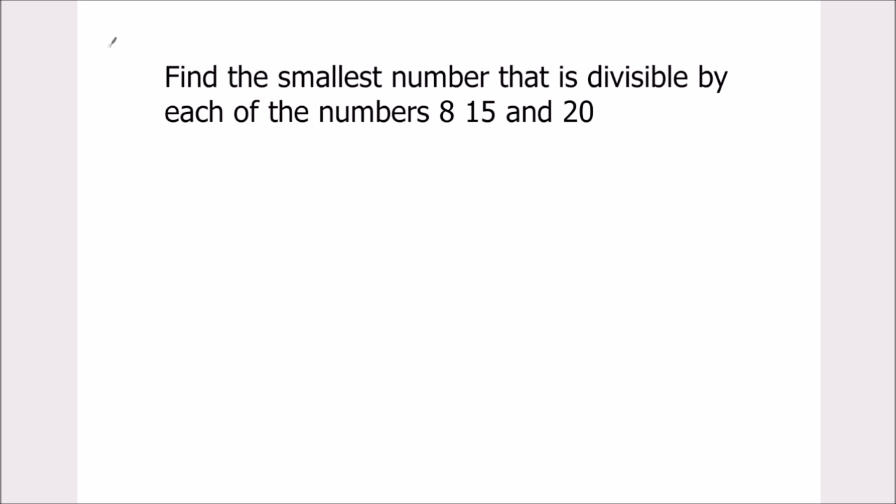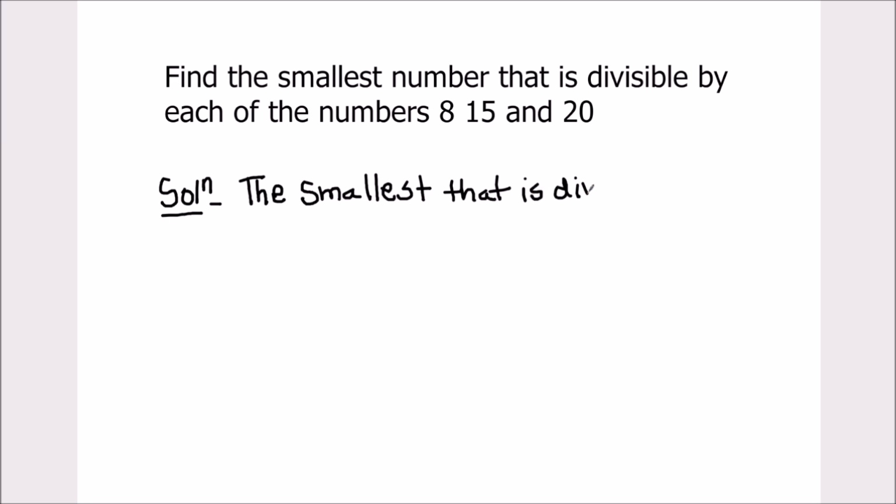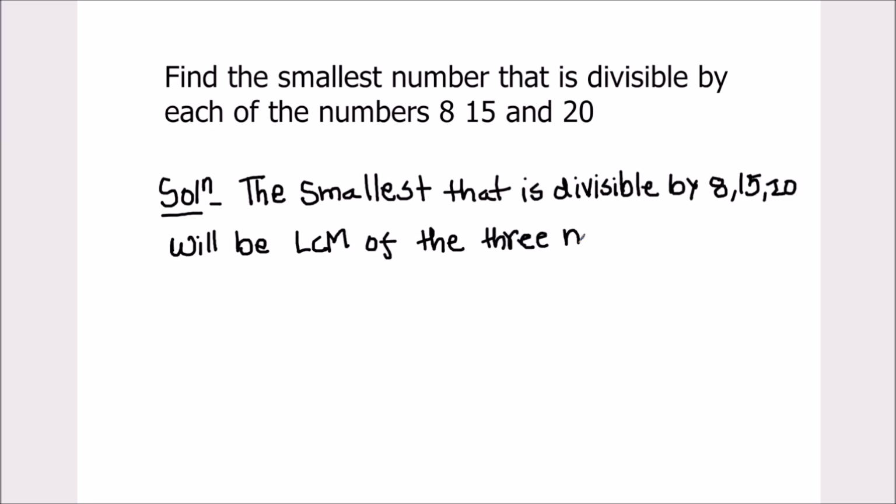So let us find the least common multiple of the numbers to find the smallest number which is divisible by the three numbers. First we'll write the statement. The smallest number that is divisible will be the LCM of the three numbers. Now let us find the LCM of the three numbers 8, 15 and 20. Let's write the three numbers in a single line.